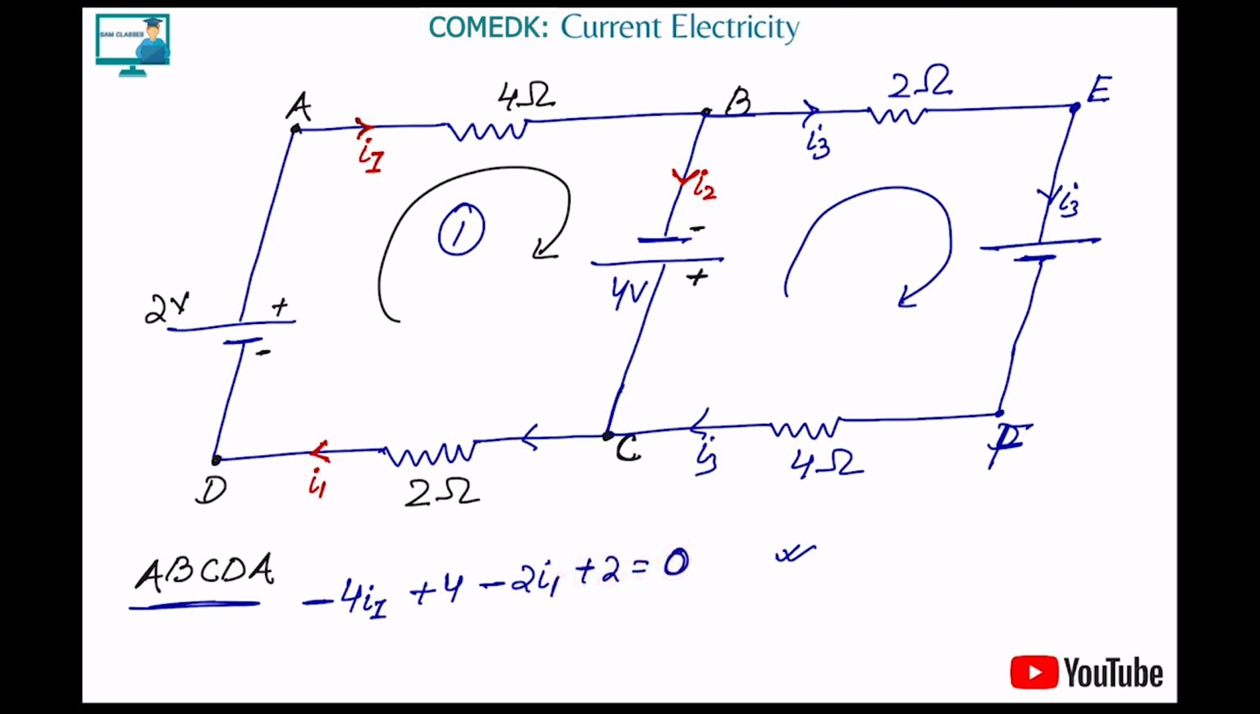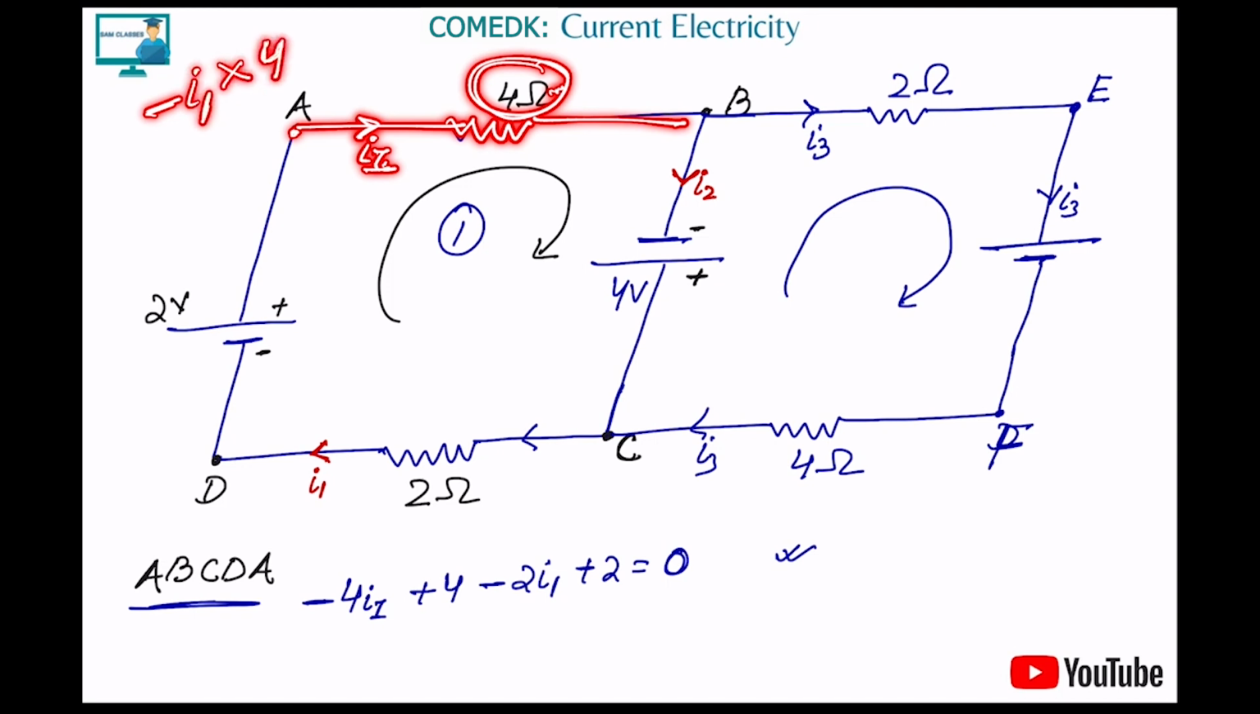How to apply the KVL. So again understand, from A, my direction is from A to B, and the current direction is also A to B. If we are both going in the same direction, the voltage drop here will be minus IR. The current was I1, and R is the resistance, that is 4 ohm, so minus 4 I1. Now coming from here, I'm first seeing the negative of the battery. If I get the negative, I'll write it as positive. So plus 4. Or you can understand it this way: if I'm leaving this battery from the positive side, I'll write plus 4.